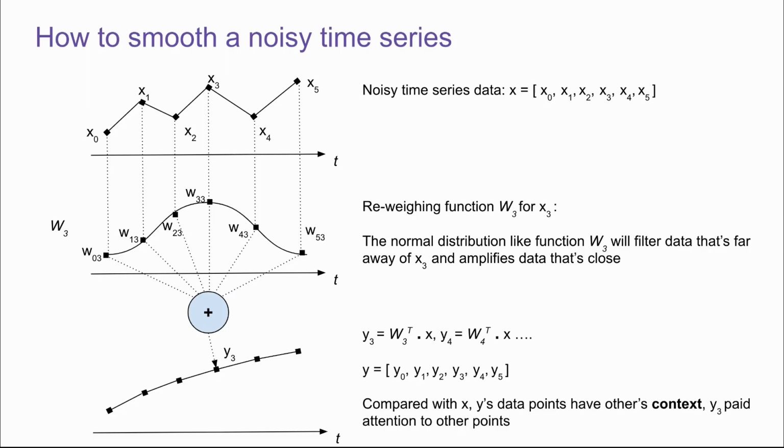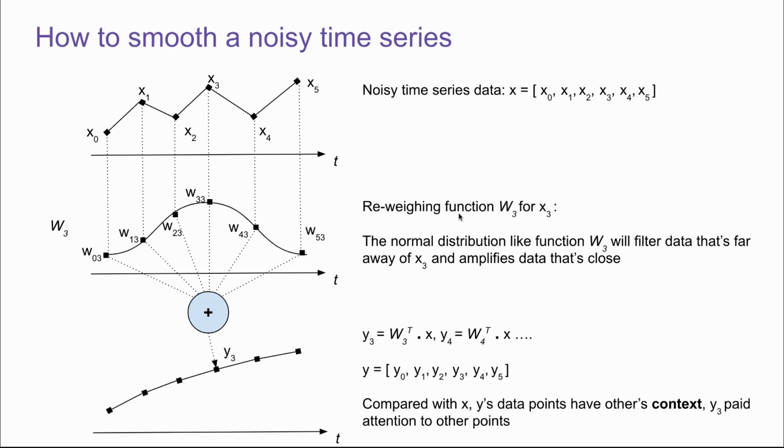So I want to start with something that seems unrelated. How to smooth a noisy time series. So first graph, X, it's a noisy time series data. There's X0 to X5, six numbers, and they form a vector X.